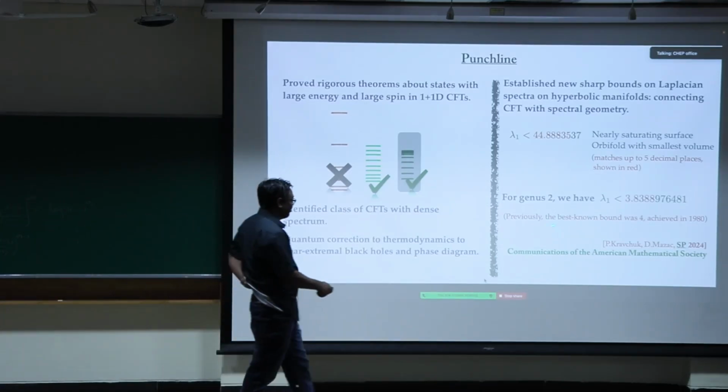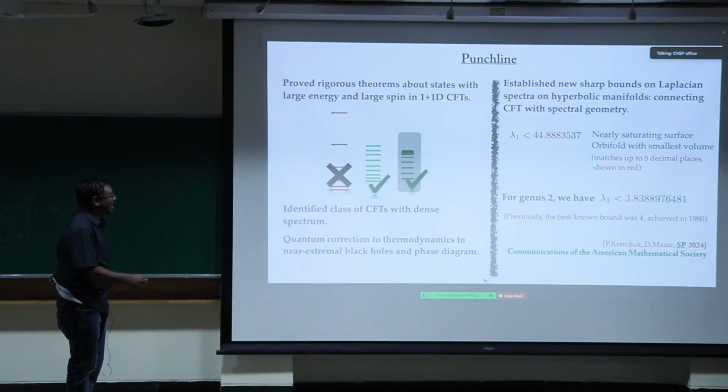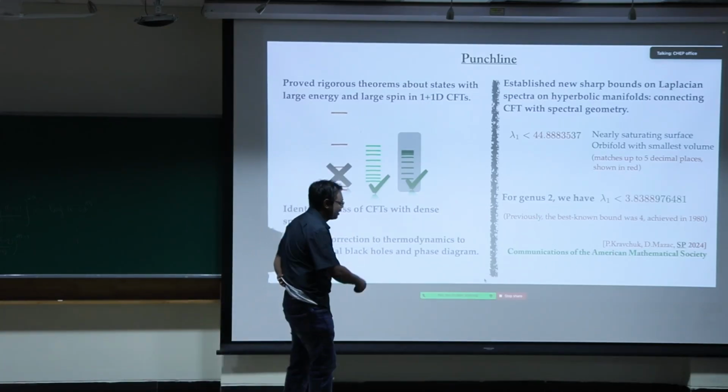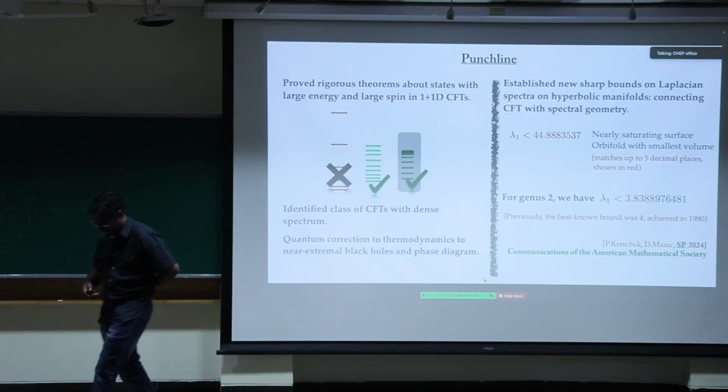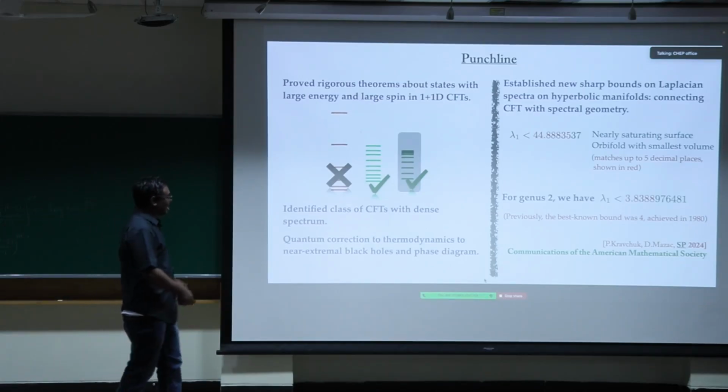So as I was saying, previously the best known bound was 4. It was achieved in 1980 by Yang and Yao. And all these results are also very, very rigorous, and it got published in this math journal, Communications of the American Mathematical Society.